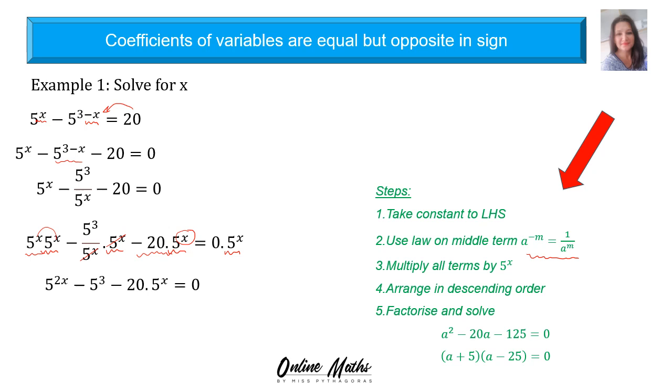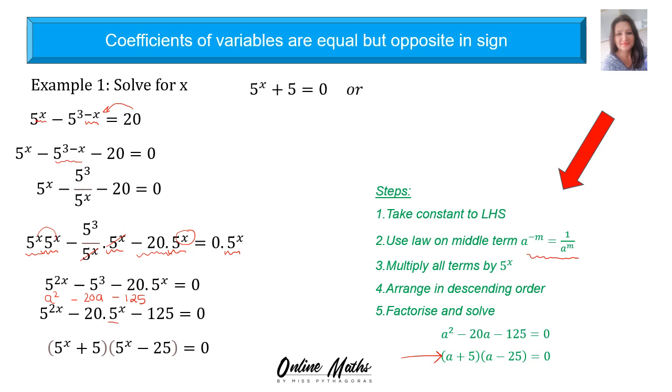Then number 4, arrange in descending order. That means it's 5 to the 2x, then the term with the 5 to the x, and then the number. Step 5, factorize. So if you look at this one, you can recognize the pattern. a squared minus 20a minus 125. And then that one factorized, I did it for you there, is (a plus 5)(a minus 25). Then our sum factorized will be (5 to the x plus 5)(5 to the x minus 25).